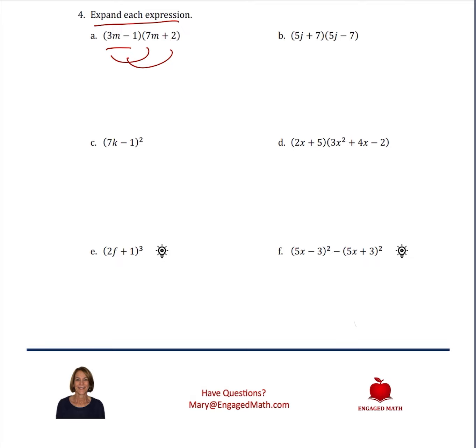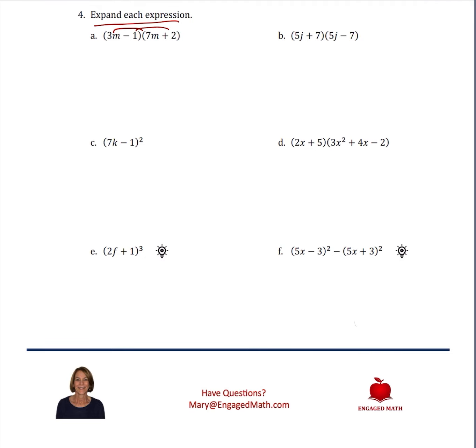So I like to think of this as double distribution. Some teachers teach it as FOIL. I'm not a huge fan of that because when you get to 2 terms times 3 terms, a binomial times a trinomial, FOIL doesn't work. The method we're going to use will work every time, no matter how many terms you have in each parentheses. Okay, so let's get started.